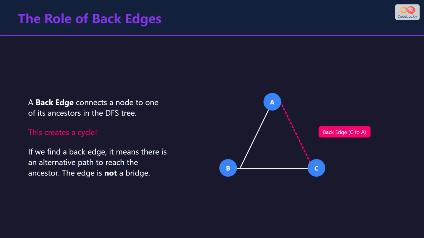This is where back edges come in. A back edge connects a node to one of its ancestors in the DFS tree, creating a cycle. If a node has a back edge, it means there is an alternative path back up the tree. Cycles generally prevent an edge from being a bridge because there is another way around.